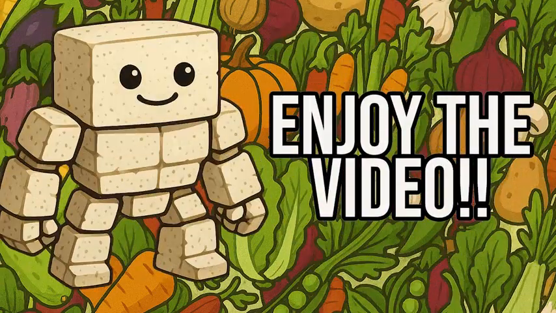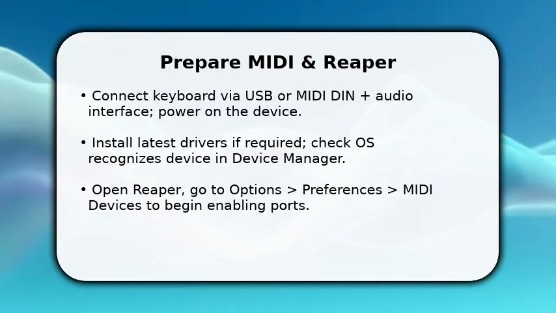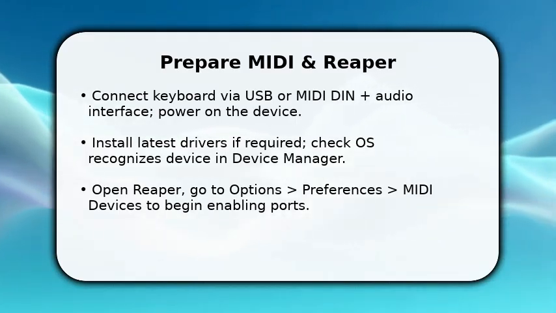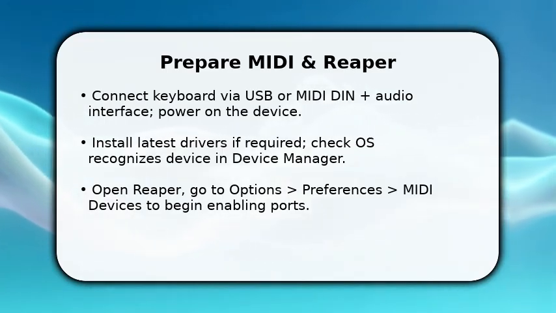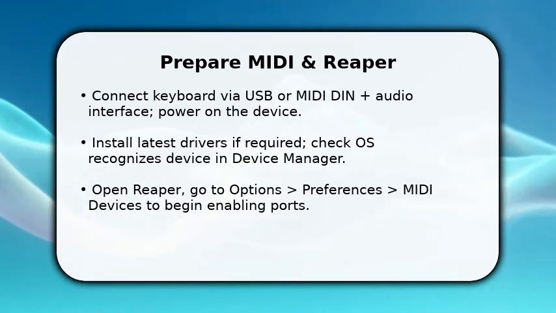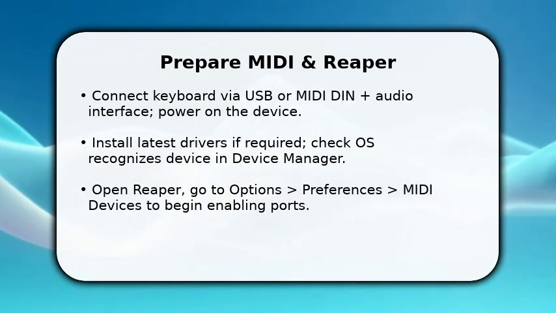Please enjoy the video. You're starting with a powered MIDI keyboard and Reaper open. First, plug the keyboard into USB or the interface, then wait for your computer to register it. Once done, open Reaper and navigate to Options, then Preferences, then MIDI Devices.